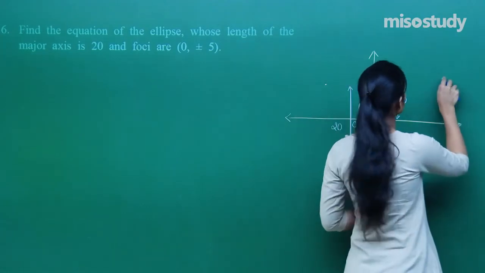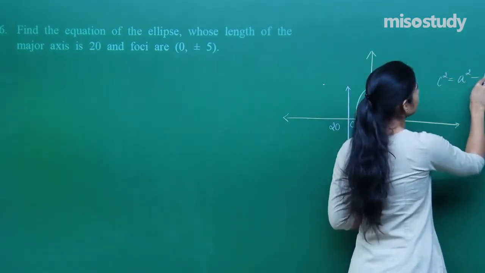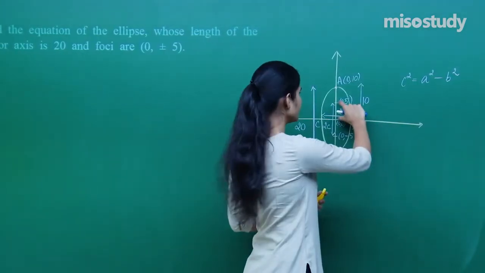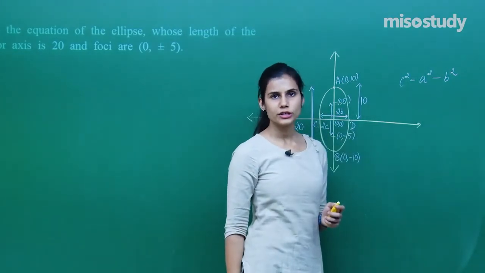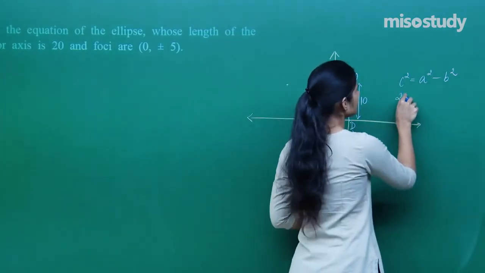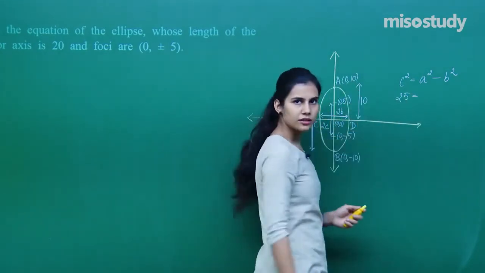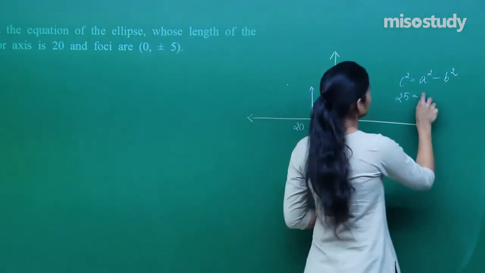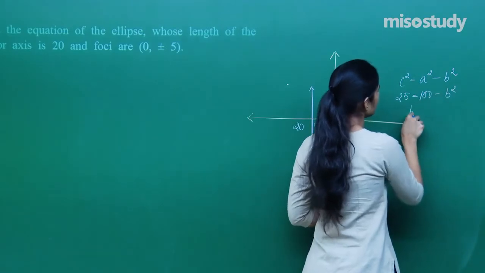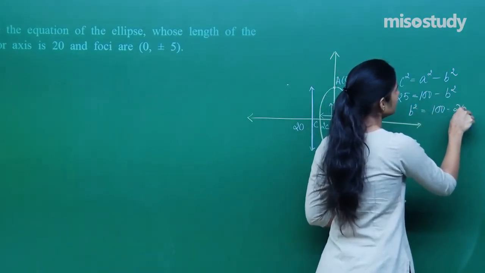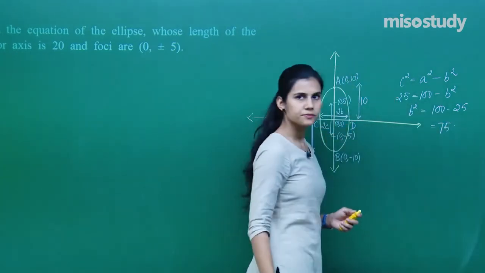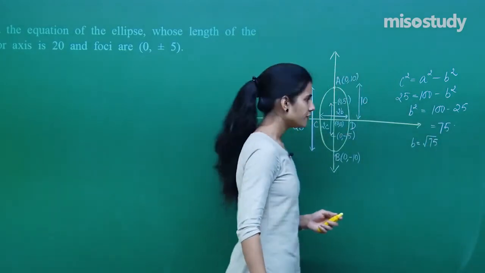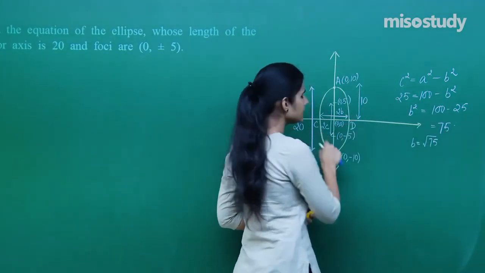Inside my ellipse I know that C square is A square minus B square. So C is given to be 5, (0, plus minus C) are the coordinates of the focus, right? So C is 5, so C square is equal to A square minus B square. A is what? 10, because (0, plus minus A) are actually my vertices. A square is 100, minus B square. B square is 100 minus 25, that is 75. So B is actually root 75. Fine. So this will have coordinates (B, 0), and this one (minus B, 0).